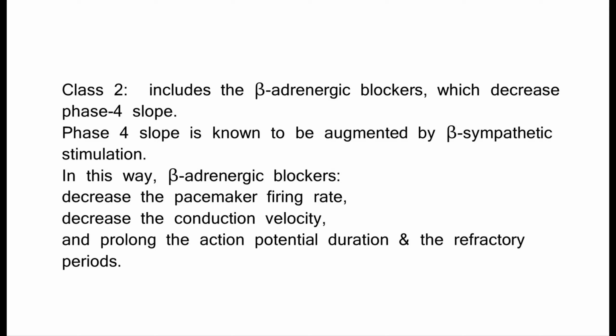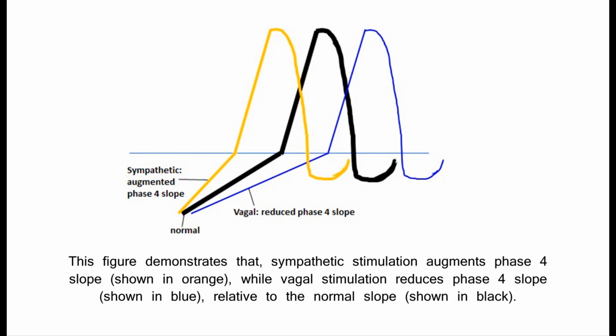Class 2 includes the beta-adrenergic blockers, which decrease phase 4 slope. Phase 4 slope is known to be augmented by beta-sympathetic stimulation. In this way, beta-adrenergic blockers decrease the pacemaker firing rate, decrease the conduction velocity, and prolong the action potential duration and the refractory periods. This figure demonstrates that sympathetic stimulation augments phase 4 slope, shown in orange, while vagal stimulation reduces phase 4 slope, shown in blue, relative to the normal slope, shown in black.